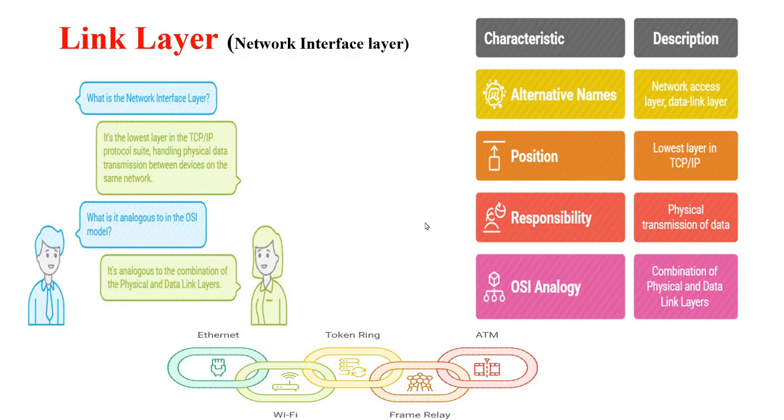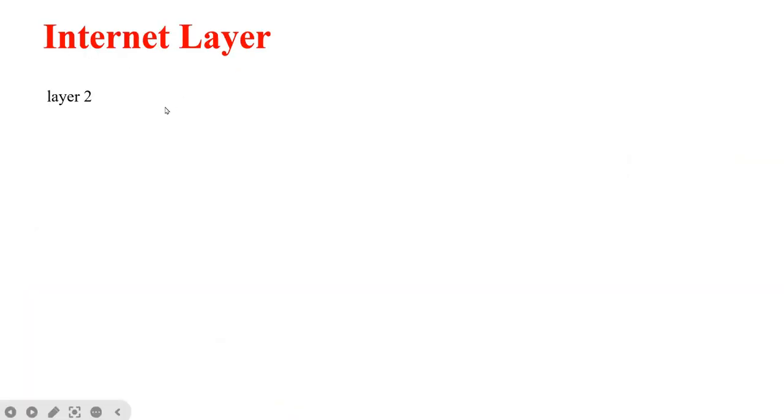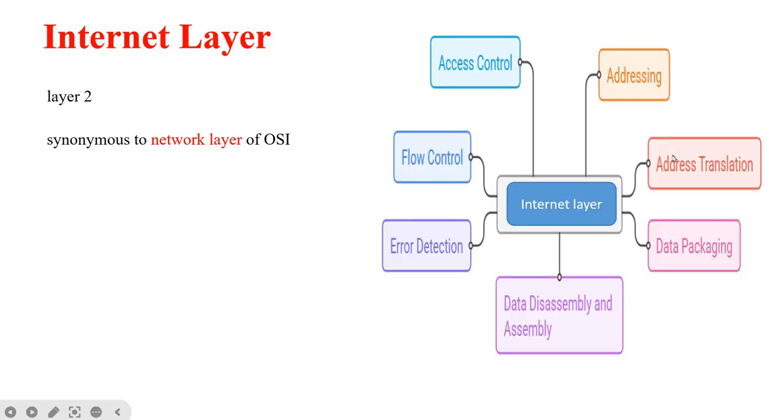The next layer is the internet layer. This is layer 2 of the TCP/IP protocol suite, and it is somewhat synonymous to the network layer of the OSI reference model. It is responsible for addressing, address translation, data packaging, data disassembly, error detection, flow control, and access control. It is also responsible for routing of packets, packet delivery, and tracking operations.